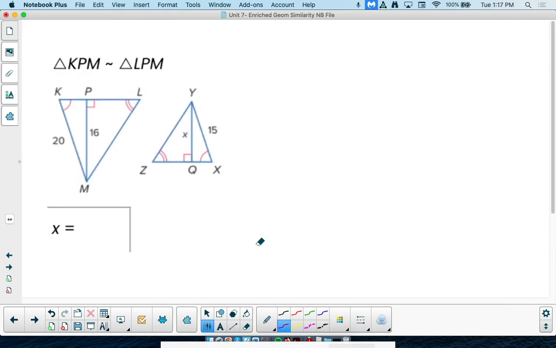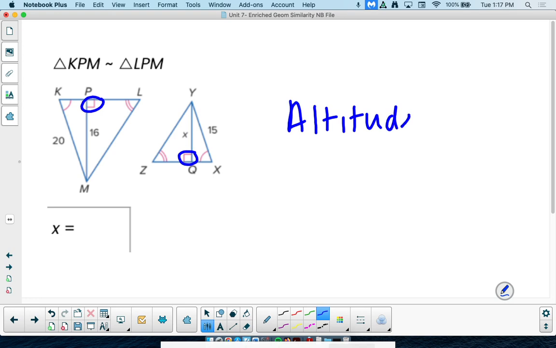All right, what kind of segment do we have on the second one? Altitude, it's making a right angle. It's how tall our triangles are. What's our proportion going to look like? Very good.